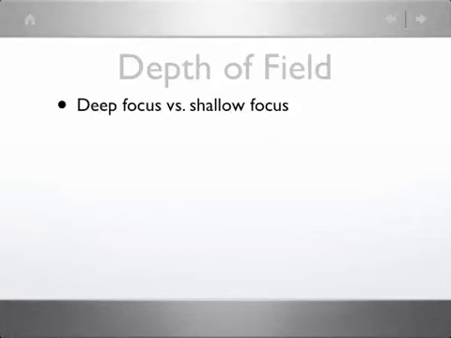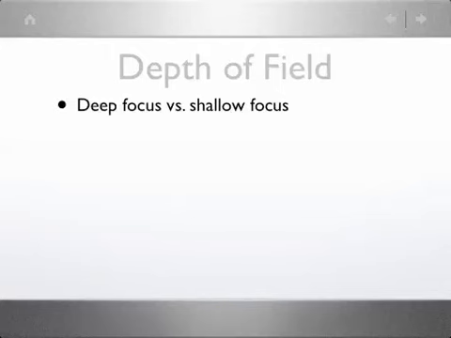The final concept related to cinematography that we're going to be discussing is depth of field. Depth of field refers to how much of the image that is seen in the film image, or how much of the depth of the film image, is in focus. And there's a variety of different possibilities. Usually when we're talking about depth of field, we talk about deep focus versus shallow focus.